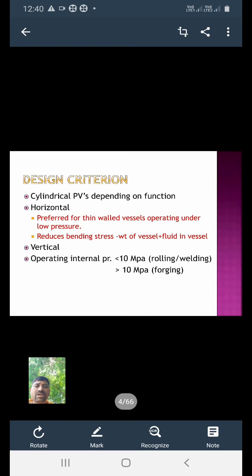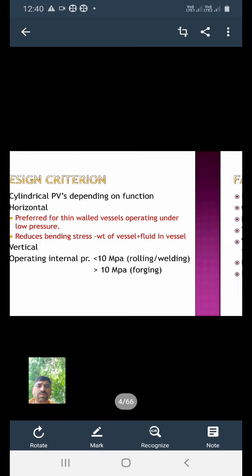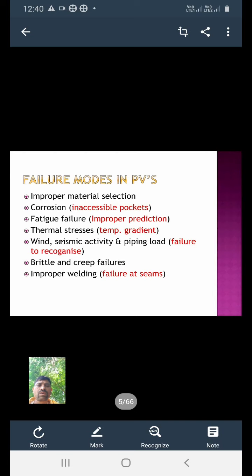Second is the vertical pressure vessel. Okay. Operating internal pressure less than 10 MPa is made by rolling or welding, and greater than 10 MPa we are using the forging process. Okay, remember both: when we use rolling or welding, and when we use forging. This is very important.